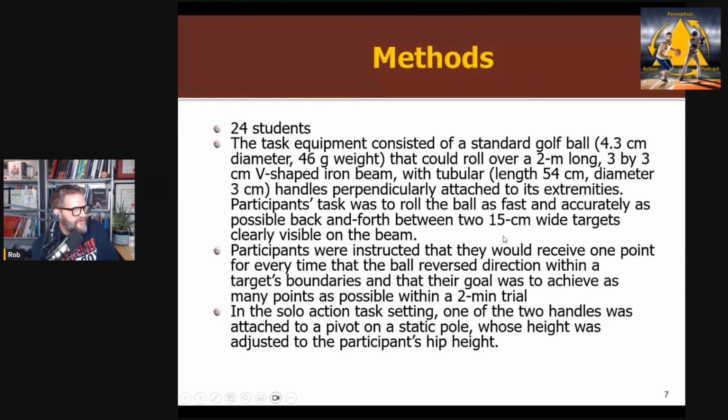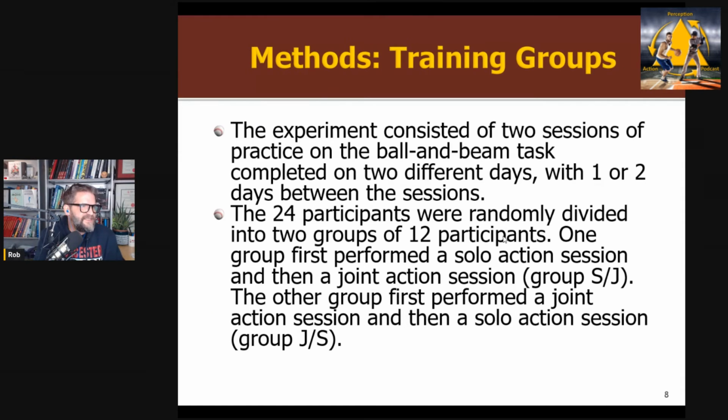The methods had 24 students. As I said, it was a metal rod with a V shape and a golf ball fit in the middle. There were 2 red marks on each end that you had to roll the ball to, touch the red mark, get it going the other way, back and forth, back and forth. You got 1 point every time the ball reversed direction within the target zone, right? Within 2-minute trials. And as I mentioned, there was both a joint action with another person on the end and a solo action with the ball attached to a static pole which had a hinge on it. Okay, so that's the basic design.